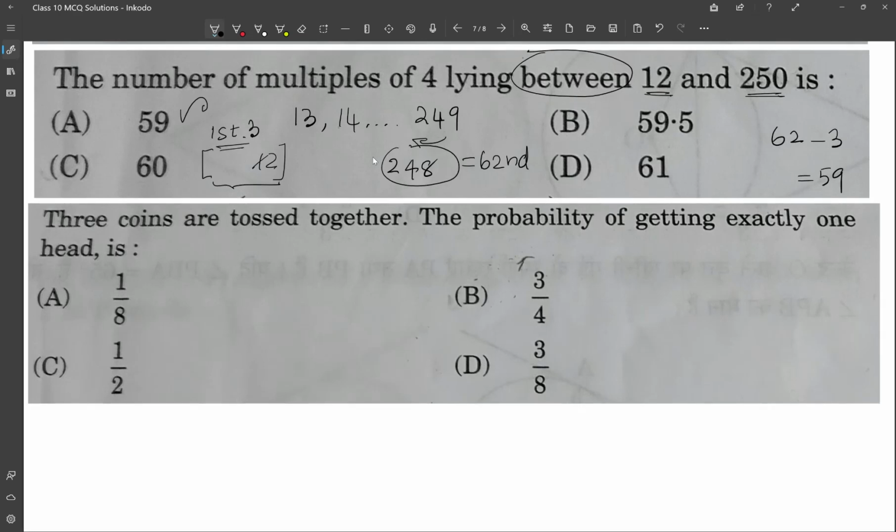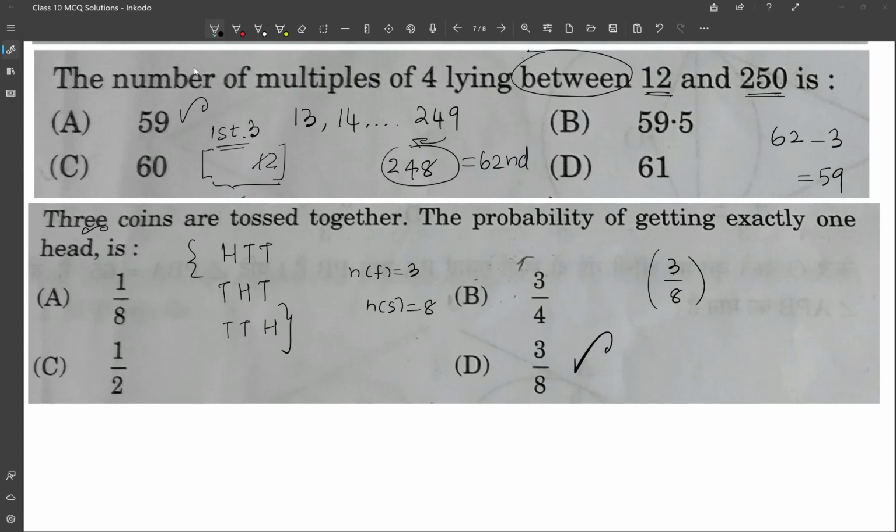3 coins are tossed together. The probability of getting exactly one head is, now, exactly one head. So it can be what? Head followed by tails, tails. It can be tails preceding that, then head, and tails after that. Or heads at the final position, tails and tails. So there are 3 possible favorable outcomes, correct? N of f is equal to 3. The number of total outcomes when 3 coins are tossed would be 8. So the probability would be 3 on 8. Option D is the correct answer.